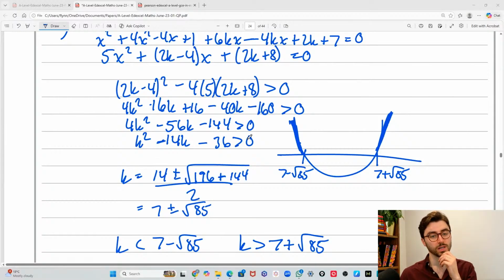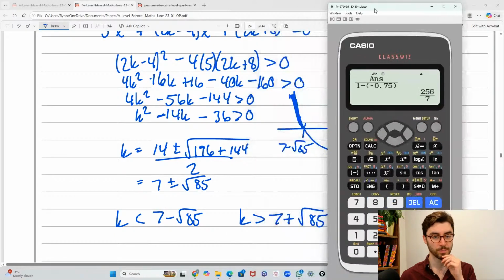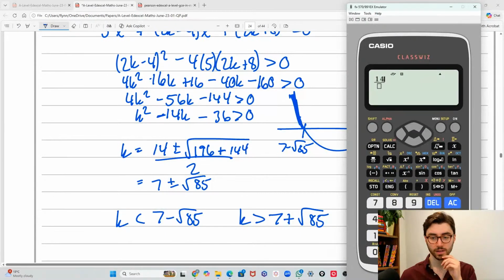And you do sketch it, you get minus b plus or minus square root of, so 14, let's keep you guys with me. So let me just check I did that correctly. 14 plus or minus square root 14 squared minus 4 times a times c all over 2a. That is correct. And presumably, boom. So that gives me my two values of k.